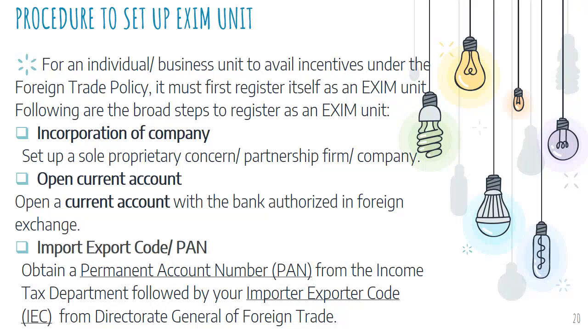First is the incorporation of the company. They should either set up a sole proprietorship concern or partnership firm or company. Then they should have a current account with a bank authorized in foreign exchange, and they should have a permanent account number, that is PAN number, from the income tax department, and they should also have the importer exporter code that must be collected from the Directorate General of Foreign Trade.